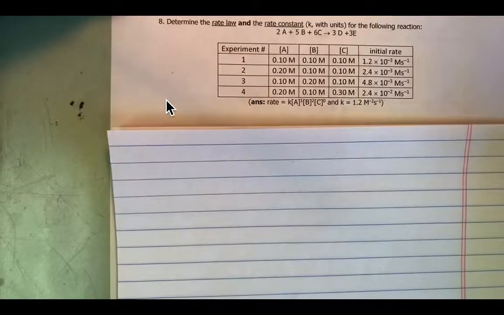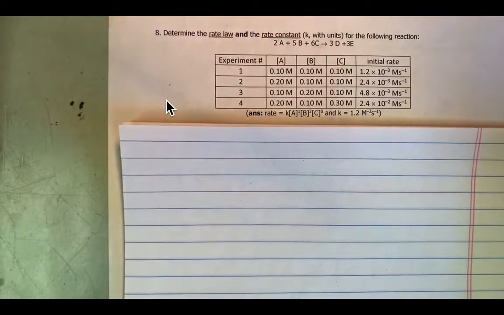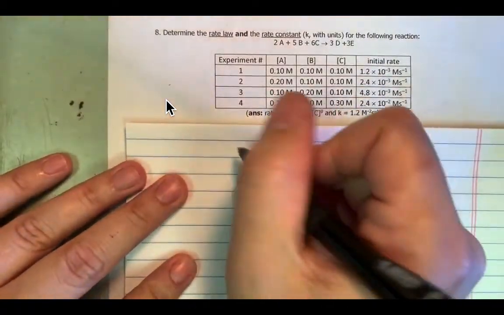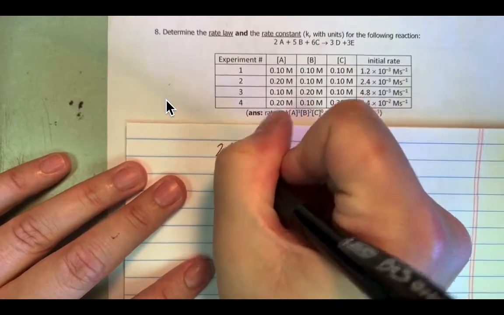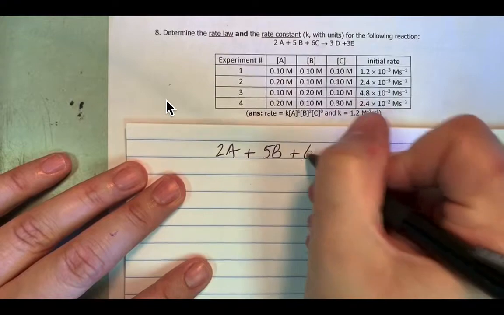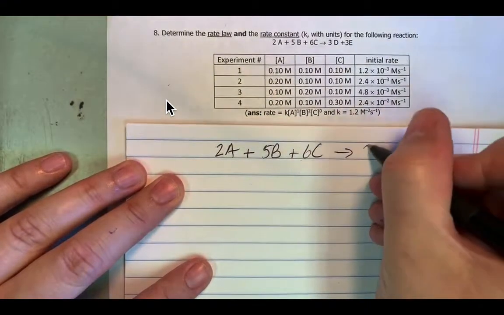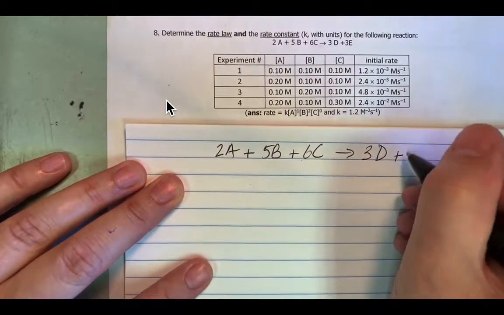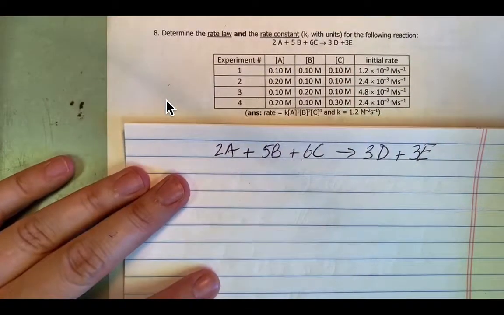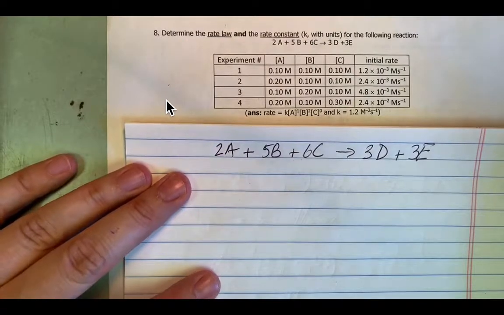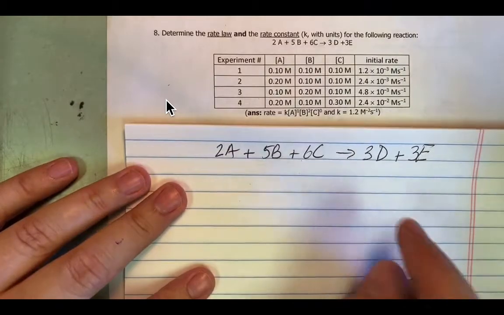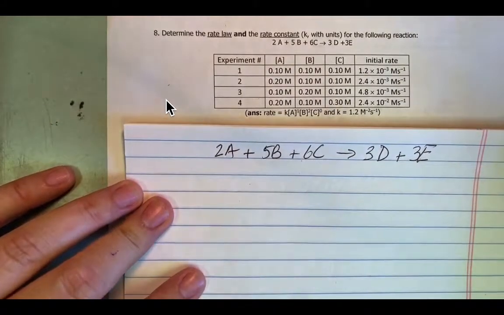All right, in this next problem, you're going to determine the rate law from some initial rate data. So we're given a reaction here, 2A plus 5B plus 6C gives us 3D plus 3E. We're going to see what effect the concentration of A, concentration of B, and concentration of C have on the rate of reaction; that is how we'll determine what their coefficients are.